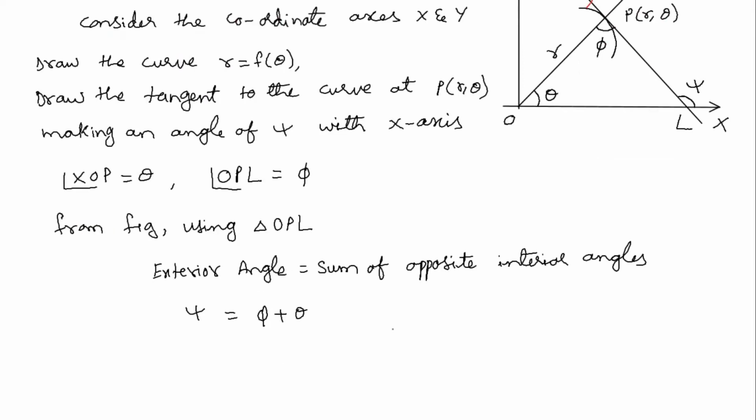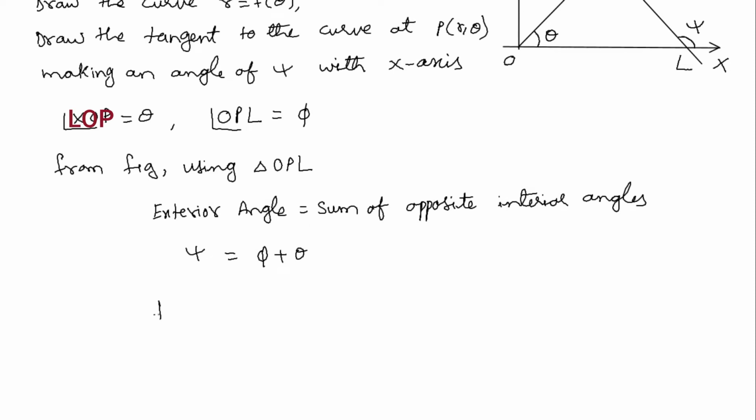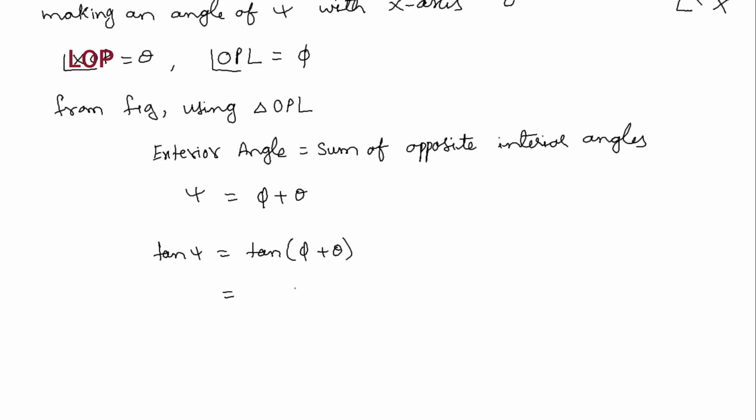Now if you try to apply tan on both the sides, so take tan on both sides, we'll be getting tan of psi equal to tan of phi plus theta. So this represents tan of A plus B. So you can use the formula of tan of A plus B, which is nothing but tan A plus tan B divided by 1 minus tan A tan B. So tan phi plus tan theta divided by 1 minus tan phi into tan of theta. So we have got tan psi equal to tan phi plus tan theta divided by 1 minus tan phi into tan of theta.